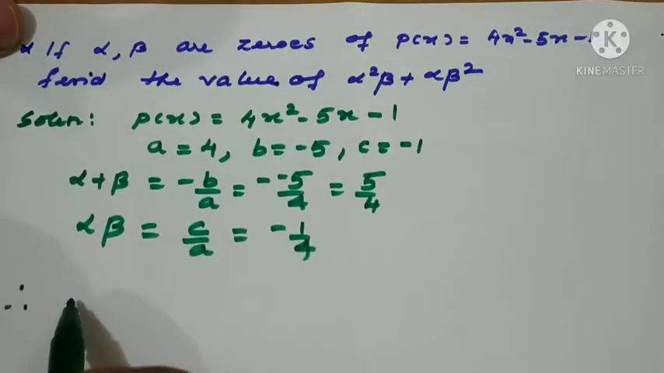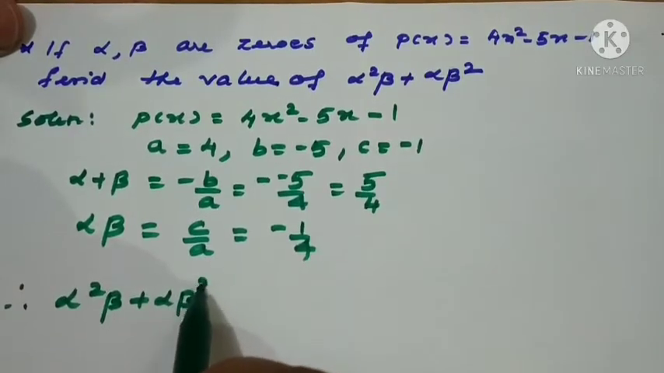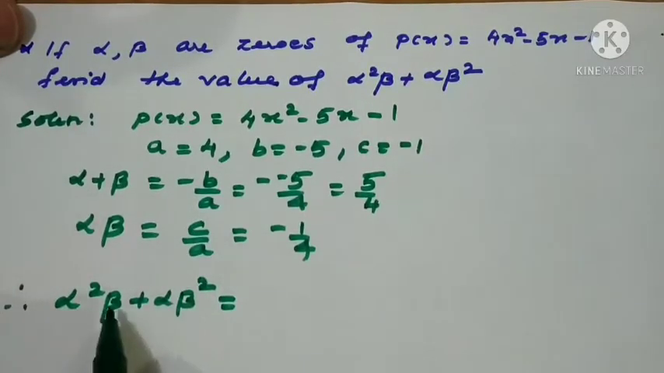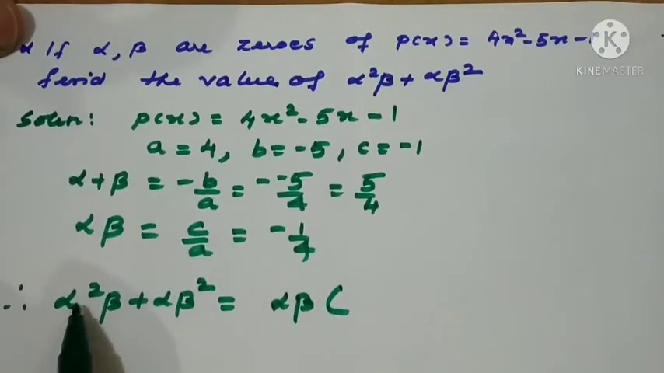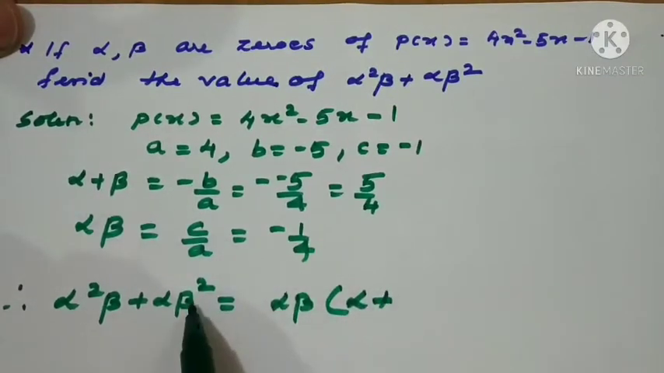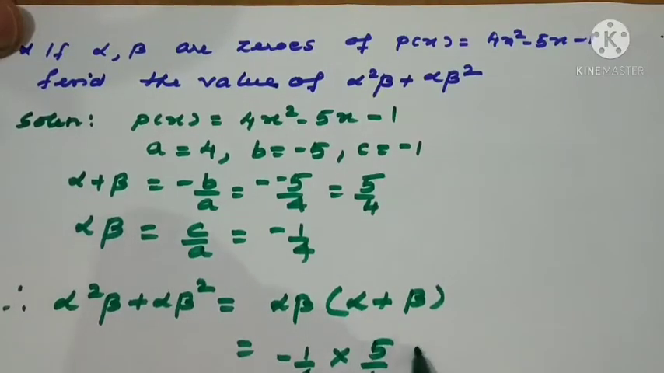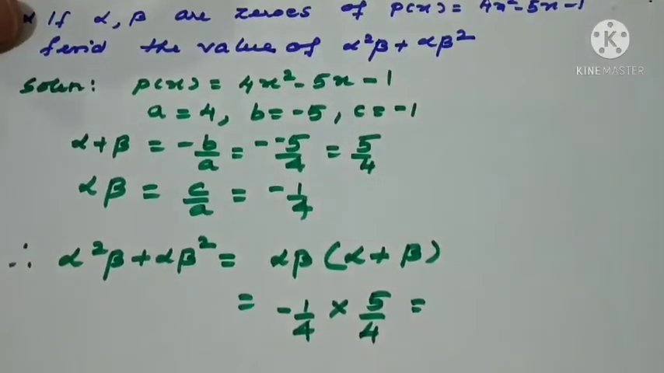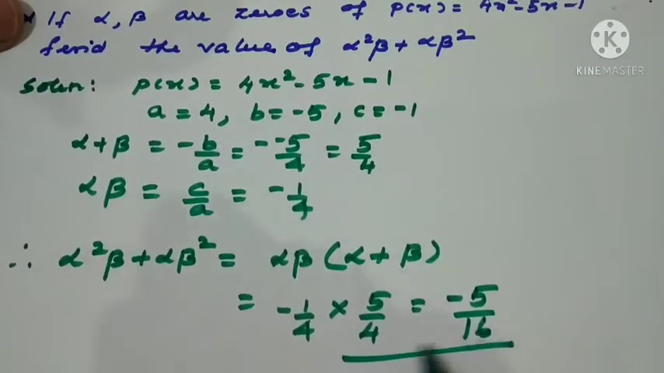Now therefore alpha square beta plus alpha beta square. See, in both the terms alpha beta is common. So what is remaining here? Alpha. And what is remaining here? Beta. Now we can put the values, minus 1 by 4 into 5 by 4. Okay, what is the answer? Minus 5 by 16.